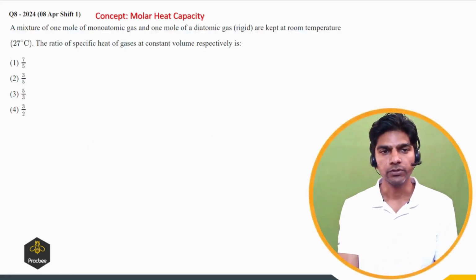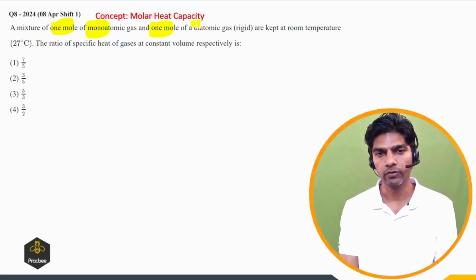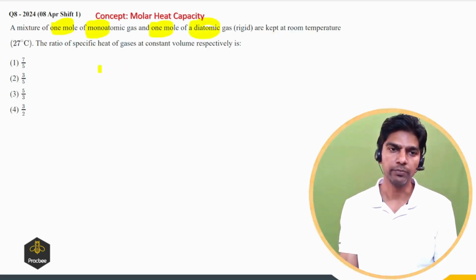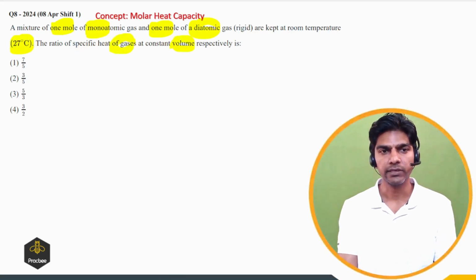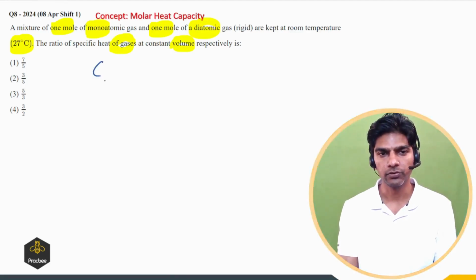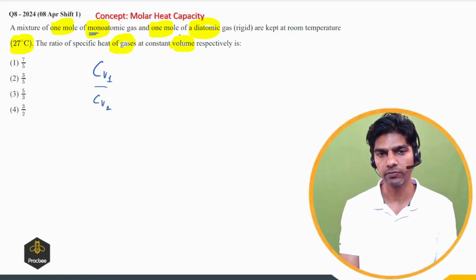Now let us see the next question. A mixture of 1 mole of monatomic gas and 1 mole of diatomic gas is kept at room temperature, 27 degrees Celsius. We need the ratio of specific heats of the gases at constant volume. So basically we have to find the ratio CV1 upon CV2, where 1 stands for the monatomic gas and 2 stands for the diatomic gas.